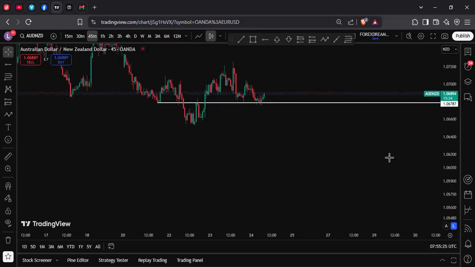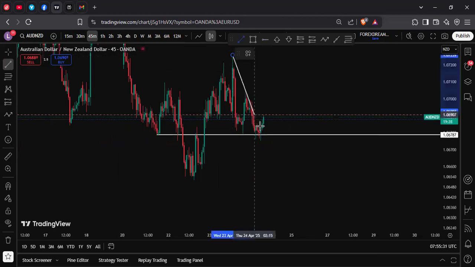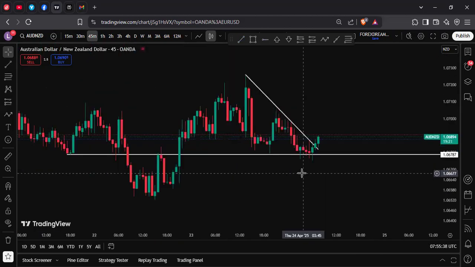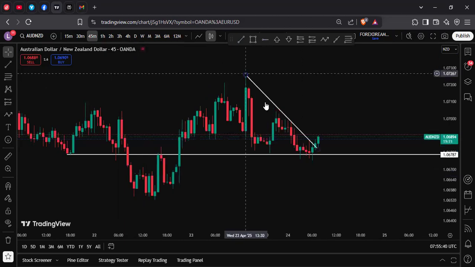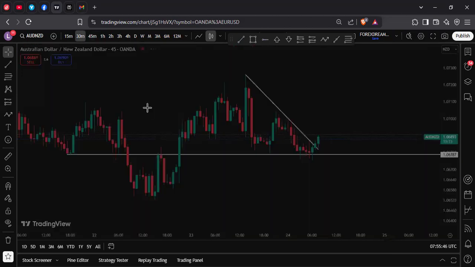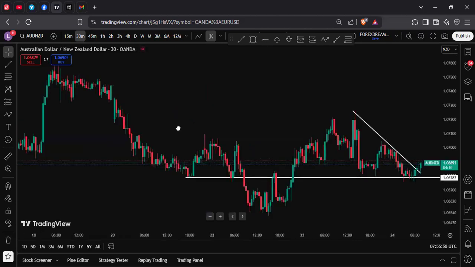Let me put it like this. As we're going down with the time frame, we'll get more information. Let's see. This is 45 minutes. First time, second time, somewhere the trend line was broken. Let's go to 30 and see what is happening on 30 minutes.